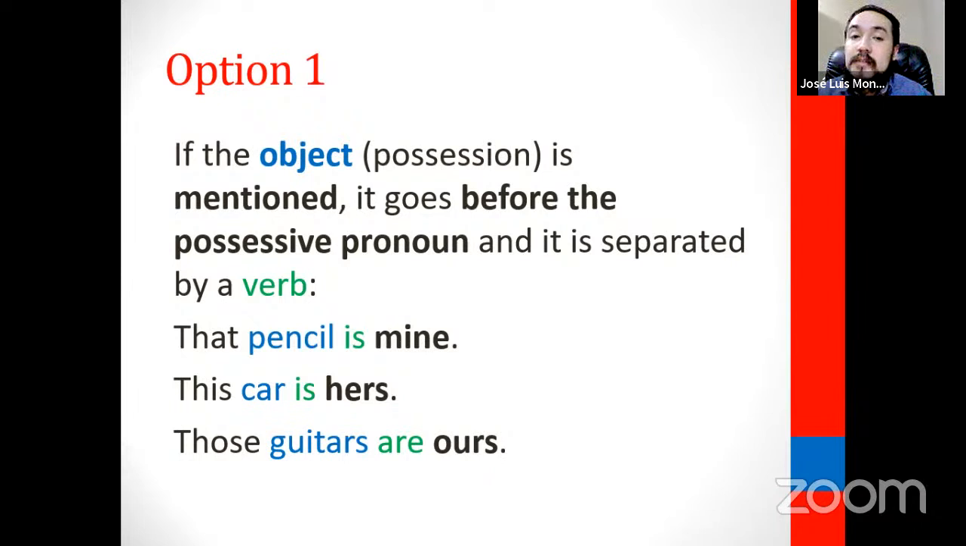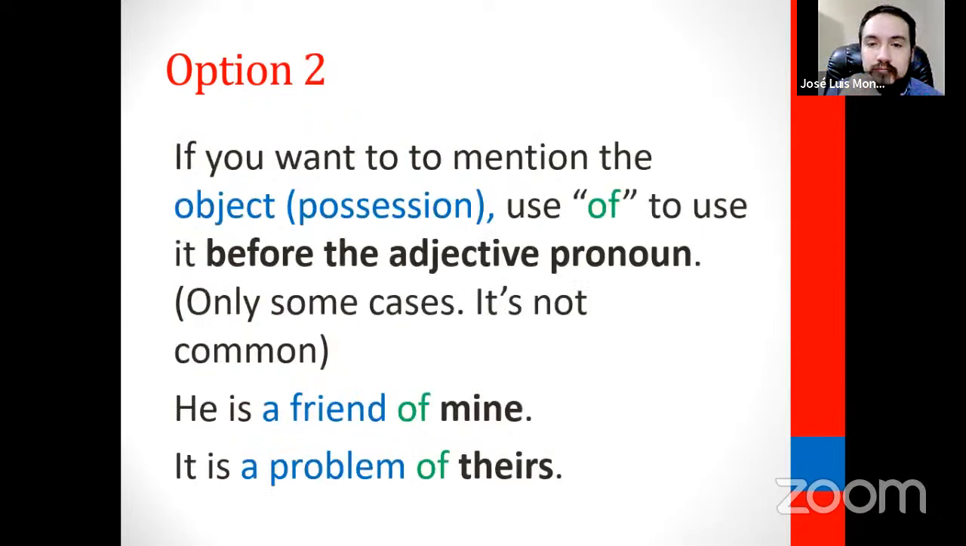If the object possession is mentioned, it goes before the possessive pronoun, and it is separated by a verb. That pencil is mine, right? After the verb. But we don't say "that pencil is mine pencil," no, right? That pencil is mine. This car is hers. Those guitars are ours. All of those are examples of possessive pronouns being used after the verb, after the object. But we never use the object after this in the order that I mentioned before.